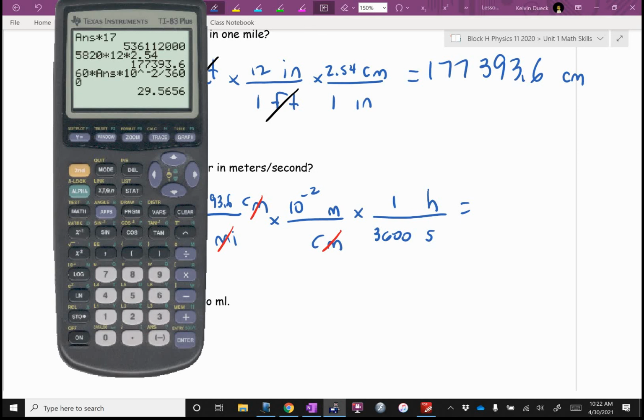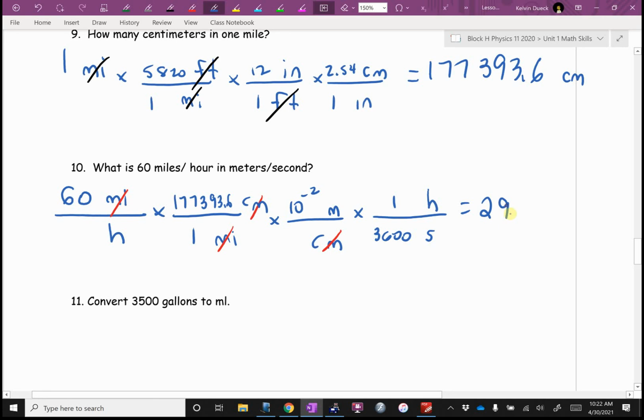I'm going to use that answer button an awful lot, so you want to figure out where it is. It cuts down on your typing, it reduces error, and it's less work. It's a triple win. I got 29.5656, and not repeating. Is that right? Anybody else? Yeah. Meters per second, Mr. Dillon. Don't forget the units. Or I'll work for Verizon.